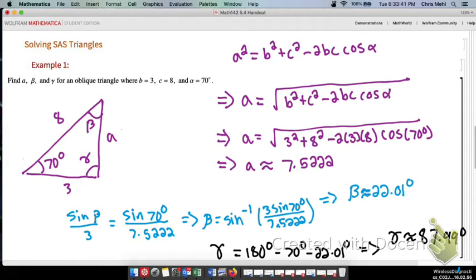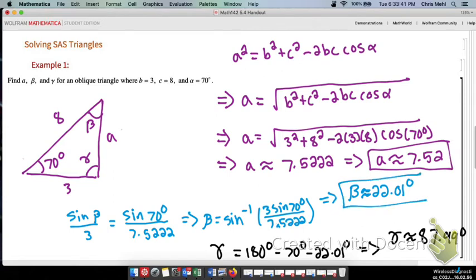Okay, and I made a mistake when I wrote beta was 22.01 degrees. I should have used the approximately symbol. Okay, so now I have my three values. And again, I should probably round A to 2 decimal places. A is approximately 7.52. Beta is approximately 22.01. And now gamma is approximately 87.99. Okay, wonderful.